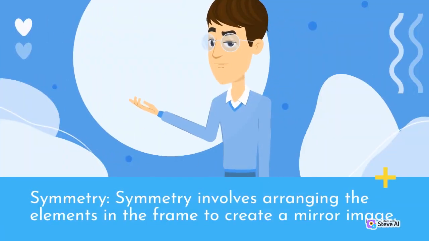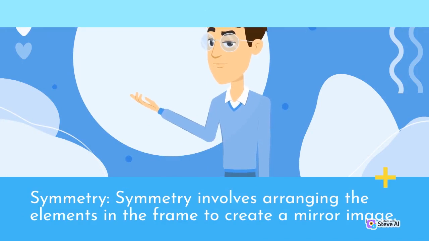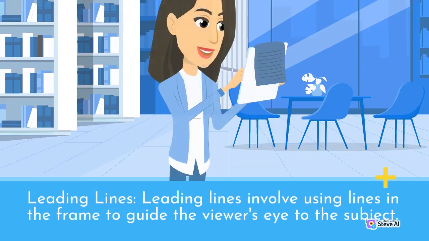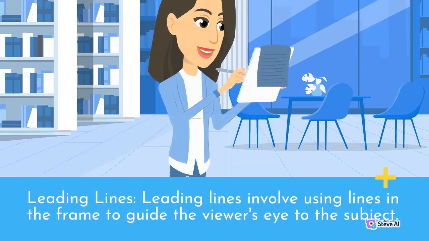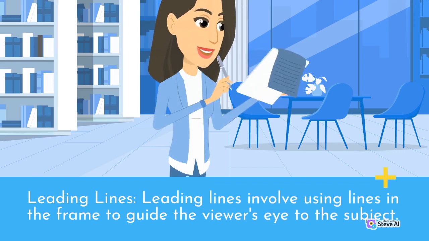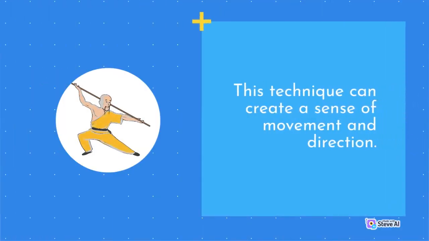Symmetry. Symmetry involves arranging the elements in the frame to create a mirror image. This technique can create a sense of balance and harmony. Leading lines. Leading lines involve using lines in the frame to guide the viewer's eye to the subject. This technique can create a sense of movement and direction.